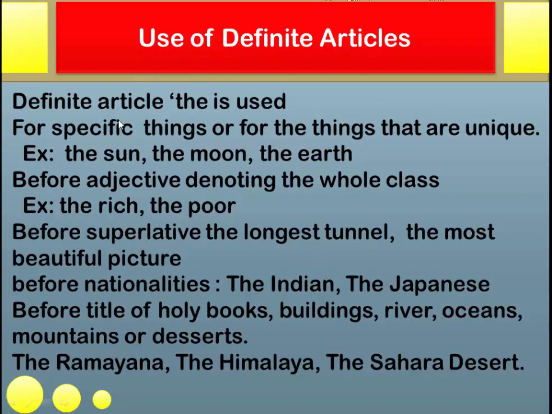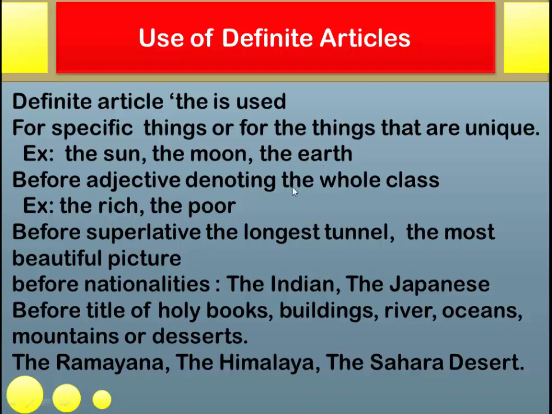So the definite article: the is the definite article and its uses are here. For specific things or for the things that are unique. Specific things, the things that the hearer or the listener knows, or the things that have already been introduced. Okay, here are the unique things: the sun, the moon, the earth.